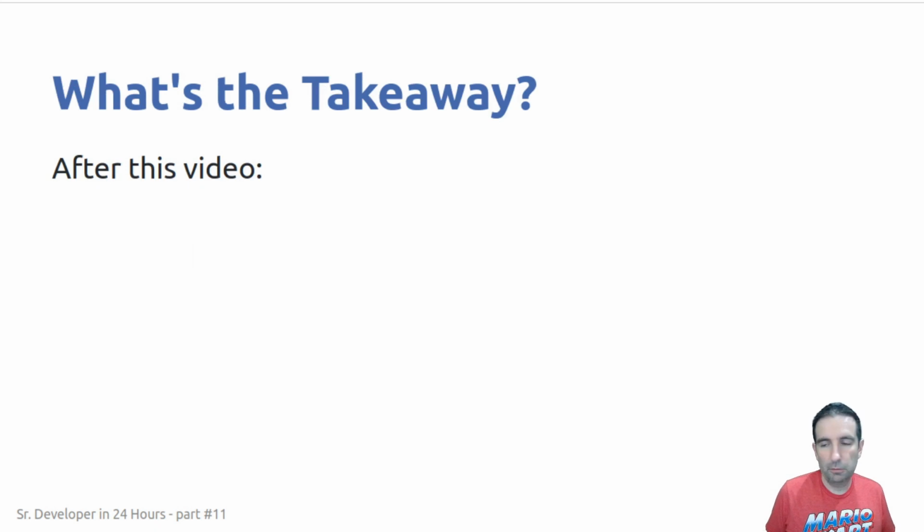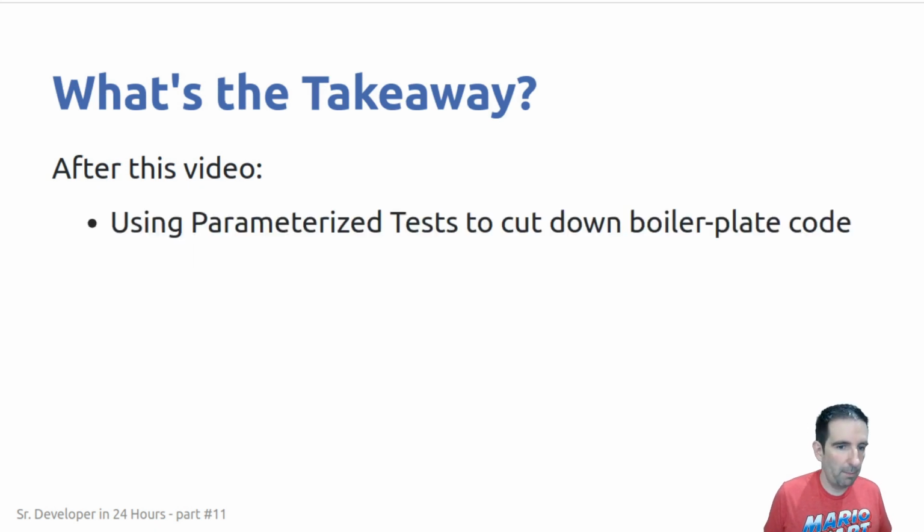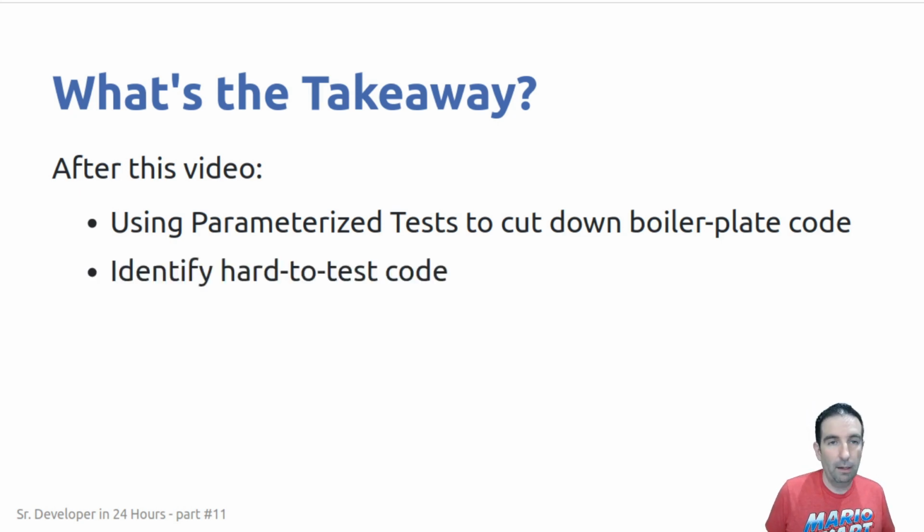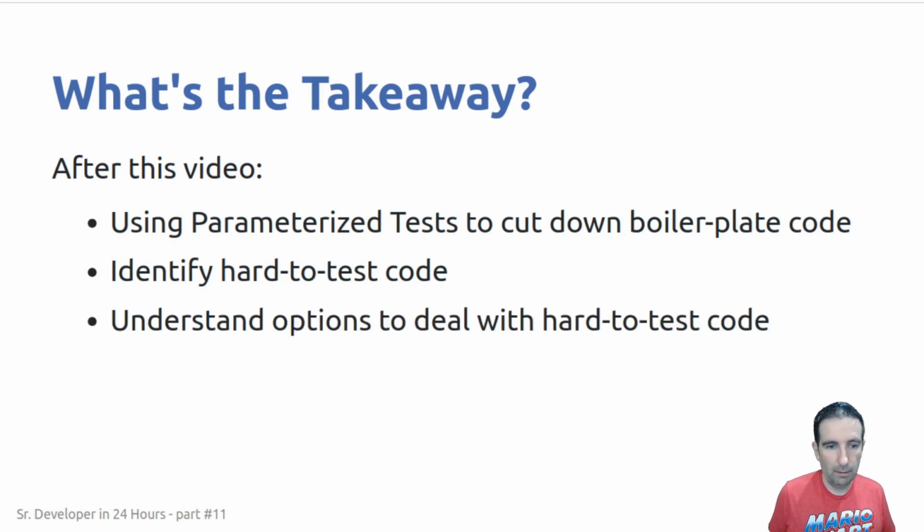All right, so after this video, we should have a better understanding of how we can use advanced features from our frameworks, for example, parameterized tests, to cut down on boilerplate code and have higher quality tests, tests that are easier to understand, tests that are easier to maintain, tests that are going to give us more confidence in the code that we are writing. We're also going to identify some cases where we end up with really hard to test code. And of course, we're going to talk about some of the options that we have to deal with this hard to test code.